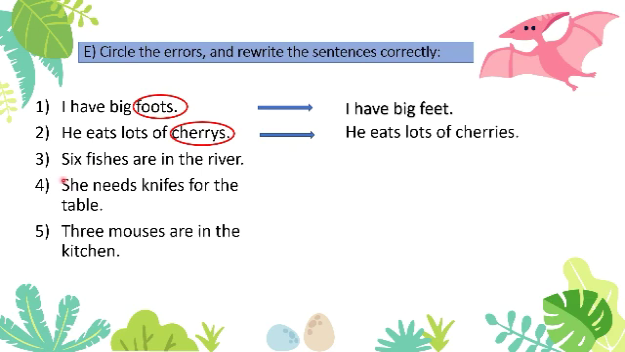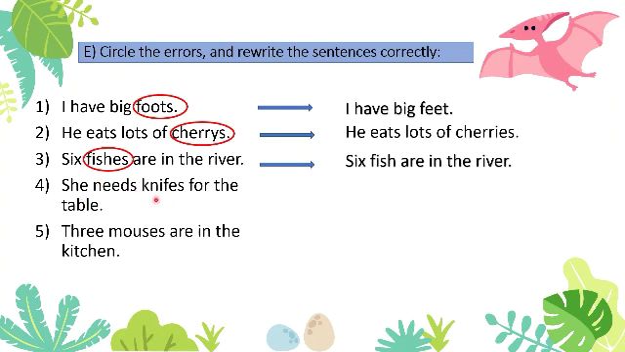Now the third one. 6 fishes are in the river. Okay, 6 fishes. So as I told you, some exceptional words remain as they are. So this will become 6 fish are in the river. So fishes, this one is the wrong word.